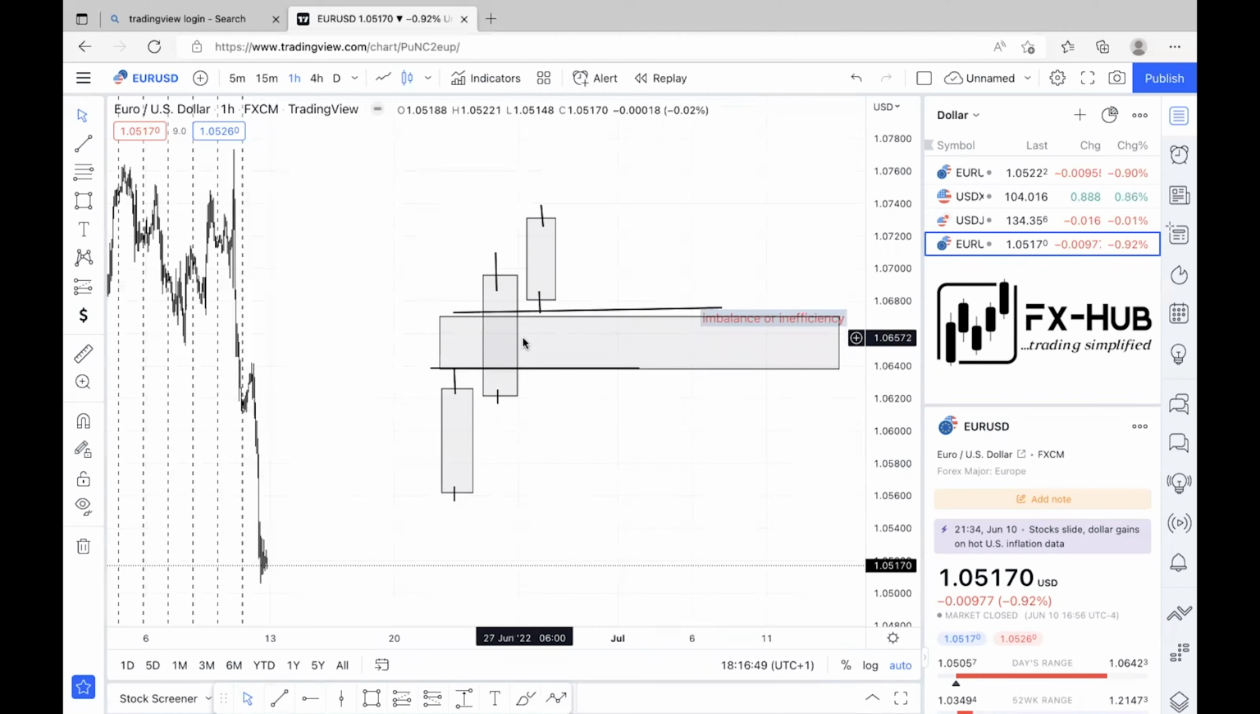At least 50% of the imbalance must be filled out. Why? This level has been poorly traded. As a result of too much order in the market, the market quickly pushed up.